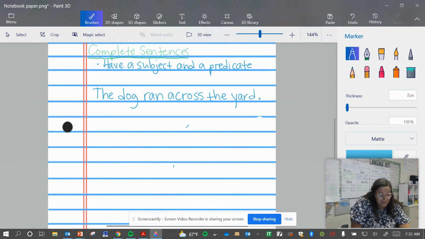So something else that we didn't write down that's really important is all sentences need what? Think about it. What do all sentences need? All sentences have to have a capital letter and punctuation. So when I was grading some of y'all's tests this weekend, yeah, we're forgetting to write those on your test. So make sure that you're remembering when I write a sentence, I have to have a capital letter and punctuation. Okay? So that's our example of a complete sentence. The dog is the subject and ran across the yard is the predicate. That's what the dog is doing.